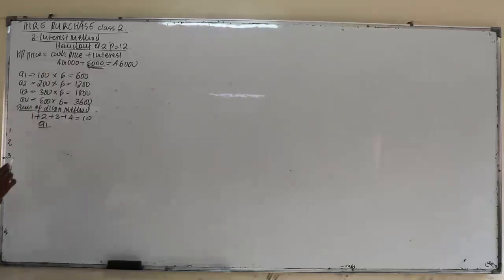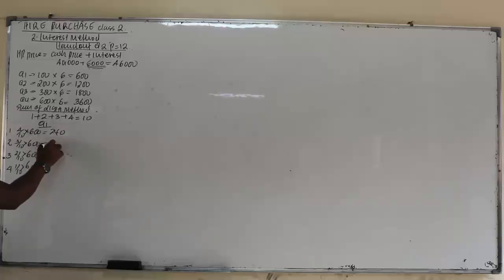So this is how the sum of digit works. Now for the sale for quarter 1, we will take 4 over 10, 3 over 10, 2 over 10, 1 over 10. Then we are apportioning this interest of 600. 40% is 240. That's 180. 20% is 120. You'll get an amount of 60.